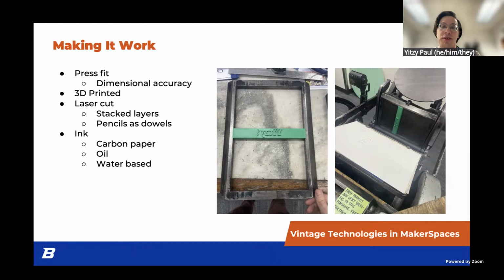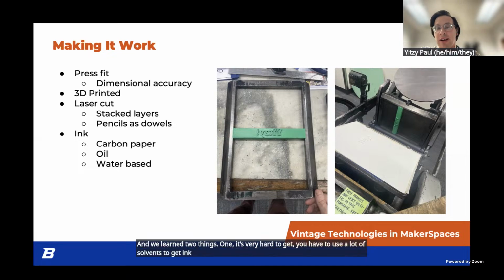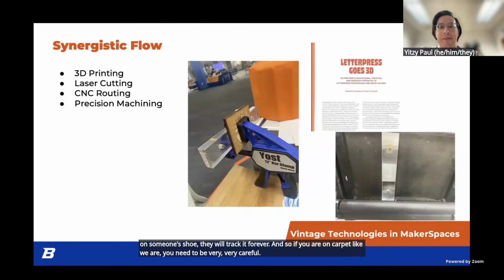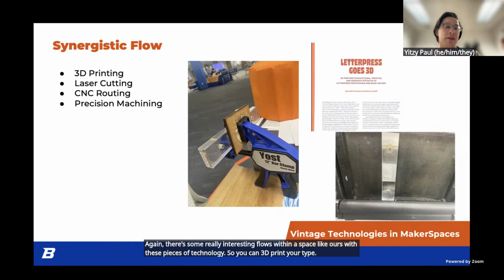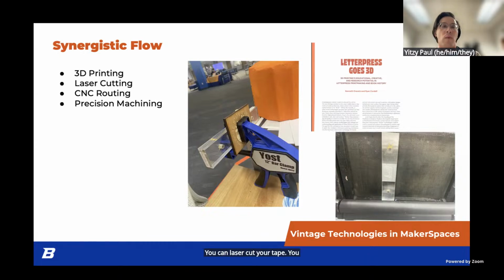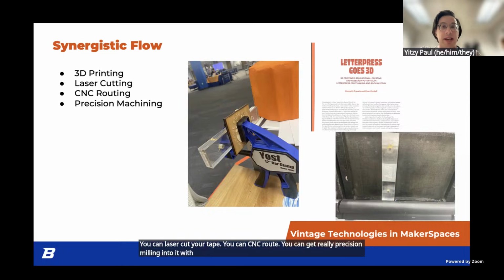And we learned two things. One, you have to use a lot of solvents to get oil ink off. And also, if it falls on the floor and it gets on someone's shoe, they will track it forever. And so if you are on carpet like we are, you need to be very, very careful. Again, there's some really interesting flows within a space like ours with these pieces of technology. So you can 3D print your type, you can laser cut your type, you can CNC route, you can get really precision milling into it with lathes and so on.